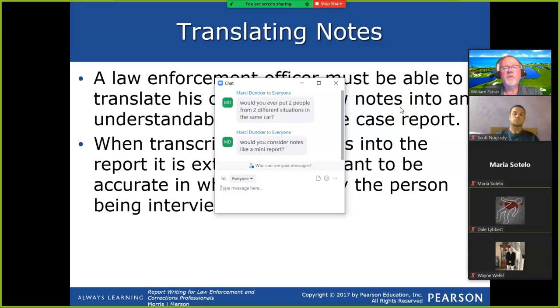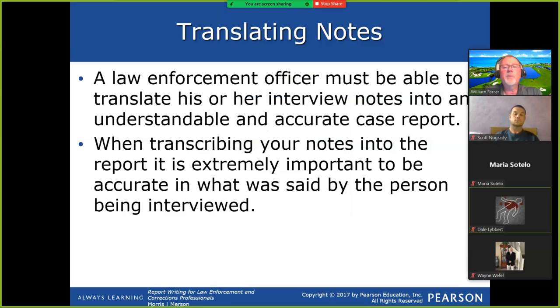I don't know if I would consider, so I'm in the chat looking right now, I'm not sure if I would consider notes a mini report, but let me ask you, are your notes discoverable? Could somebody subpoena your notes to court? The answer is yes. I see a lot of head nodding, so that's good.